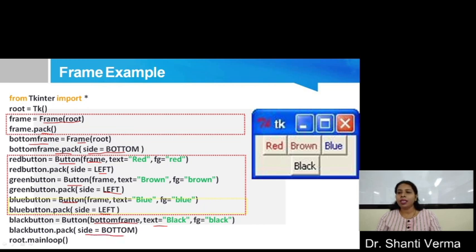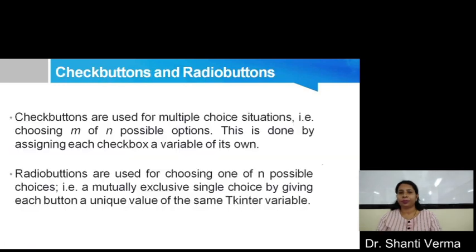You can see in the window that there are three buttons, that is red, brown and blue, in the upper frame, while black is in the bottom frame.